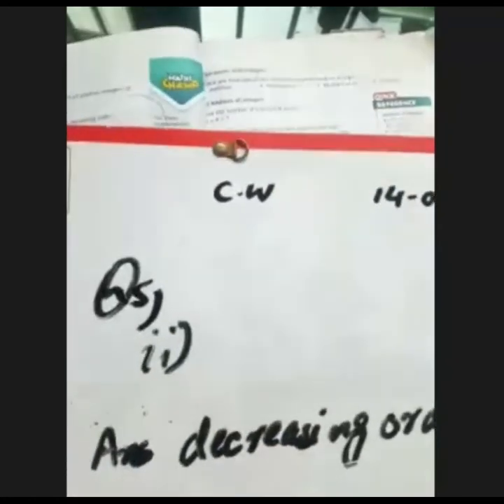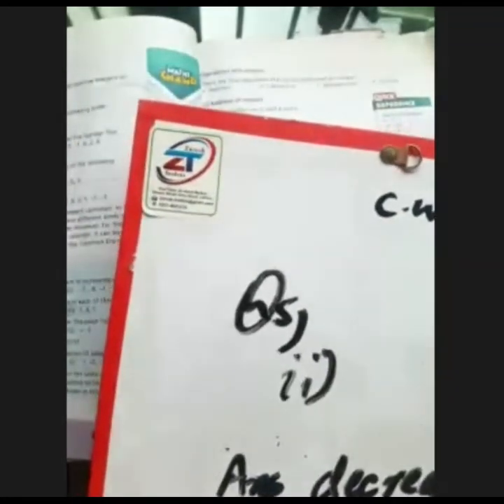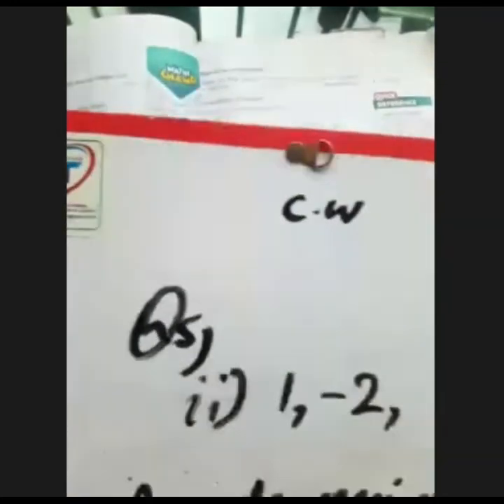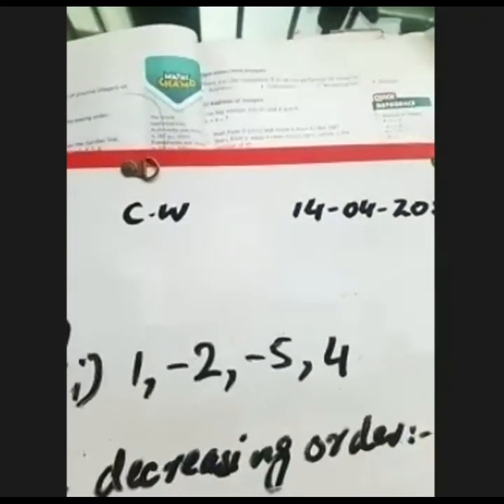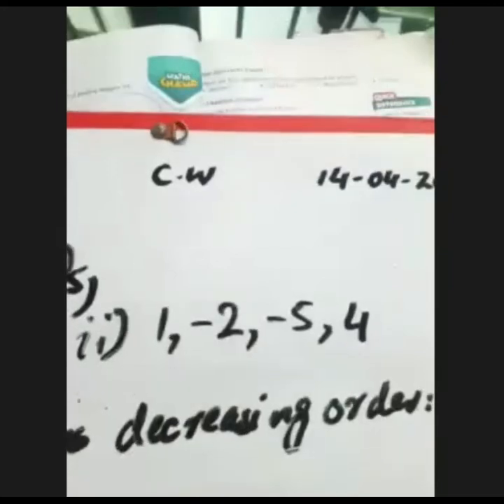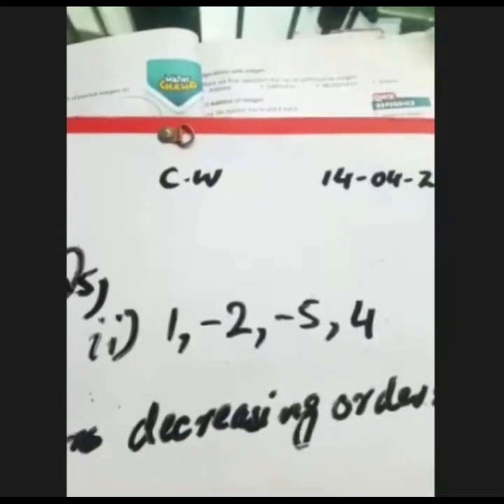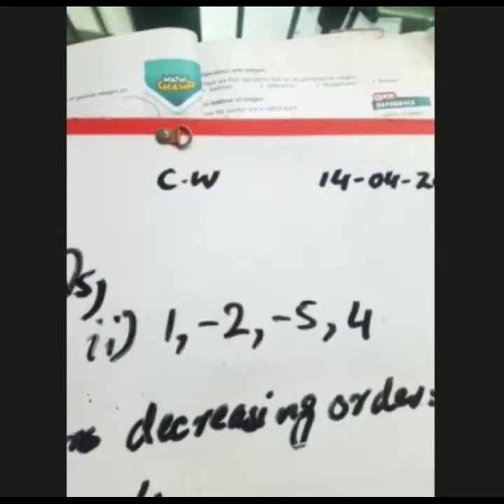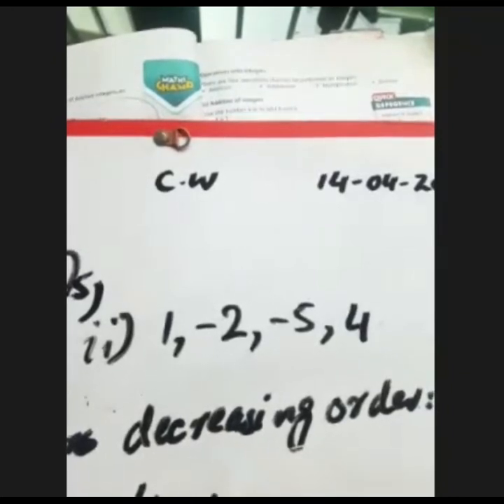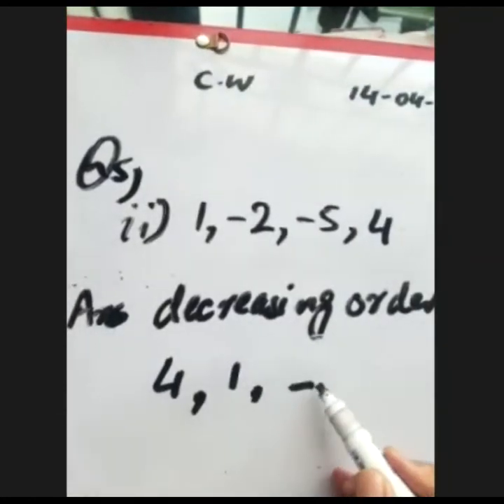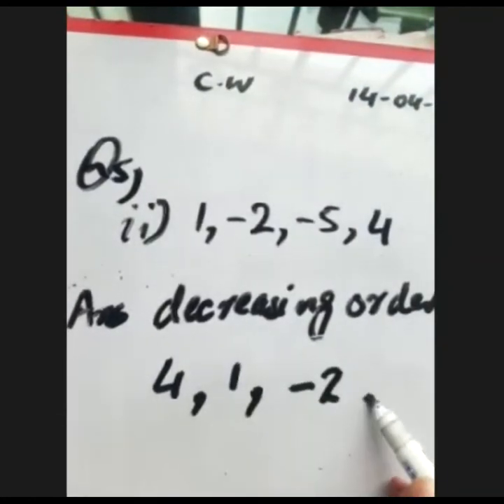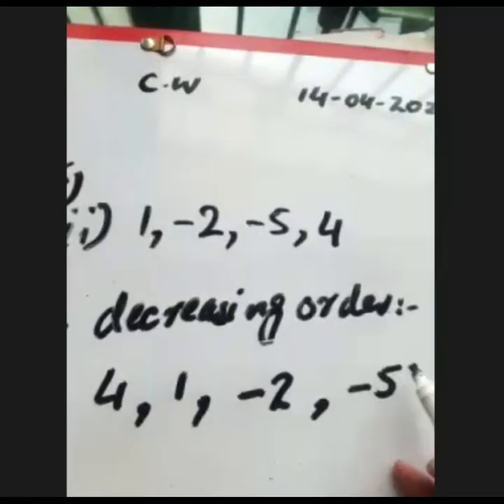Second part of question number 5. The numbers are 1, comma, minus 2, comma, minus 5, and the fourth integer is 4. So you have to show the decreasing order of the given numbers. The greatest number is 4, then 1, then minus 2, and in the end, minus 5. This is the decreasing order of the given numbers.